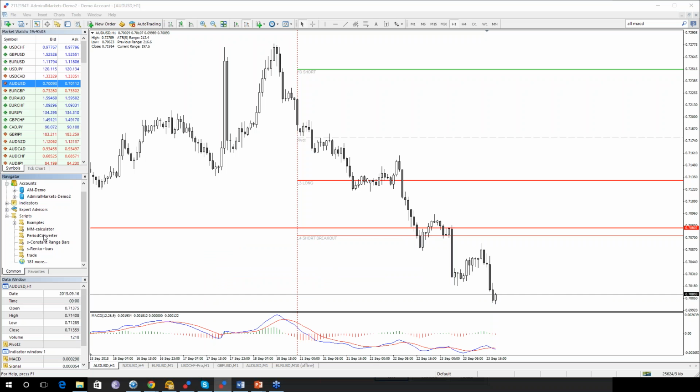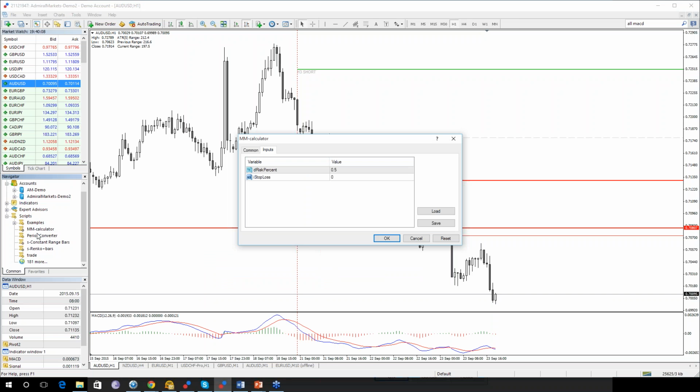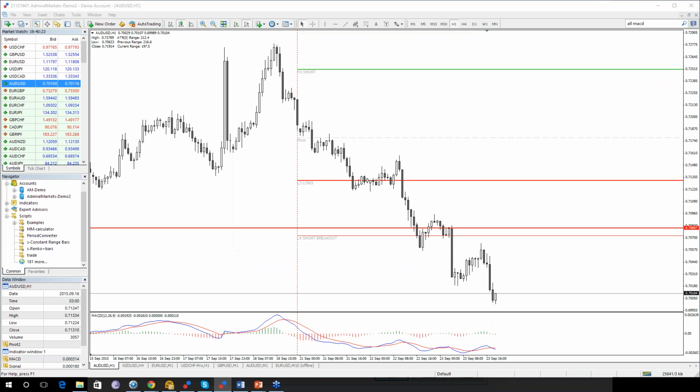Money management calculator, for example. You open it, it's a script, so you should put it in the scripts folder. Let's say that you use a risk percent of 1% and your stop loss is, let's say, 30 pips. For this account, I just press OK.